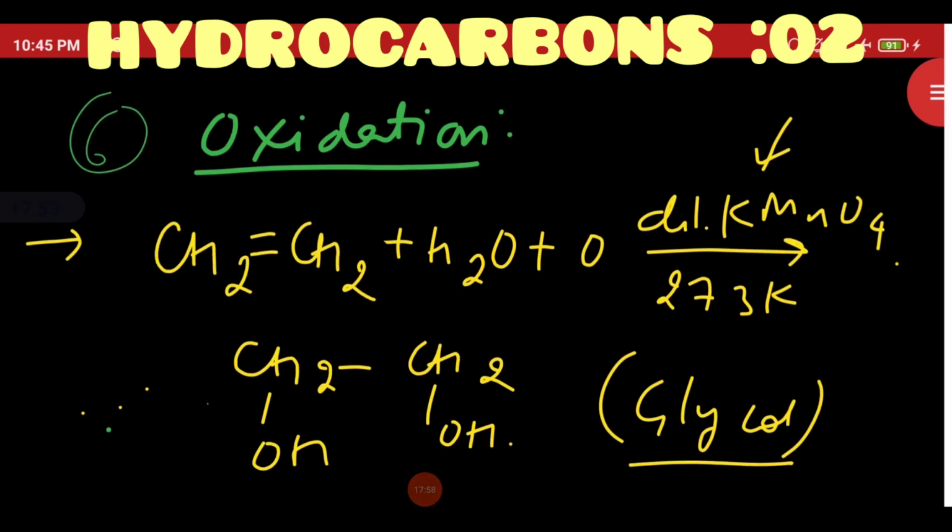Next is oxidation of alkene. Alkene on reaction with cold dilute solution of potassium permanganate, which is also called Baeyer's reagent, produces vicinal glycols. This is ethane-1,2-diol, and its common name is glycol.